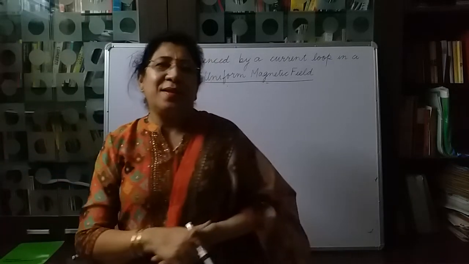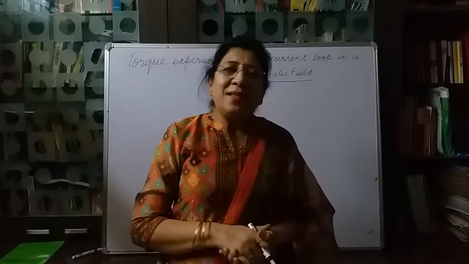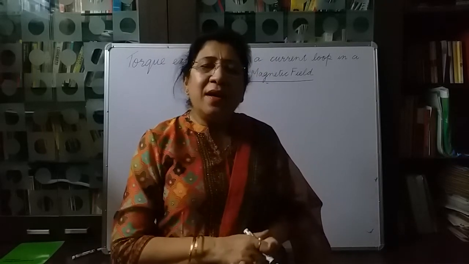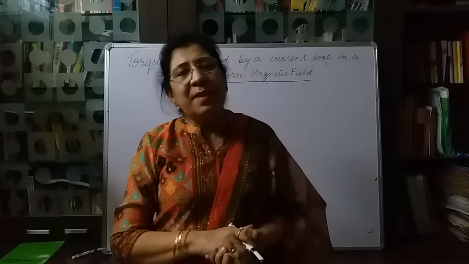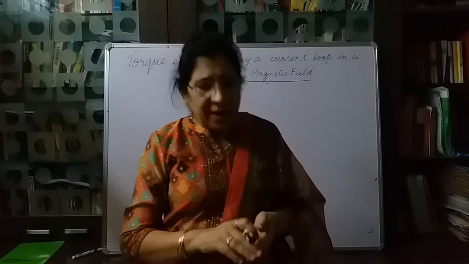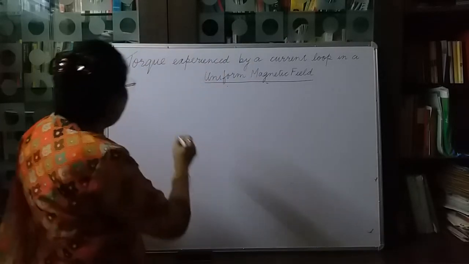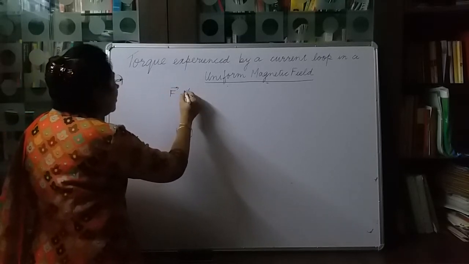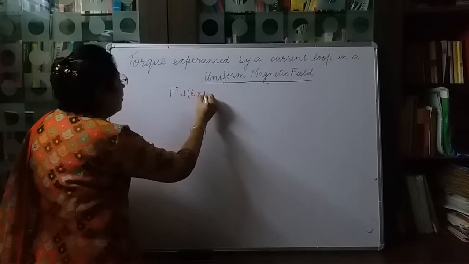Hello students. In the last class we had seen the force experienced by a current carrying conductor when it is placed in a uniform magnetic field. We had derived this relation F is equal to I L cross B.